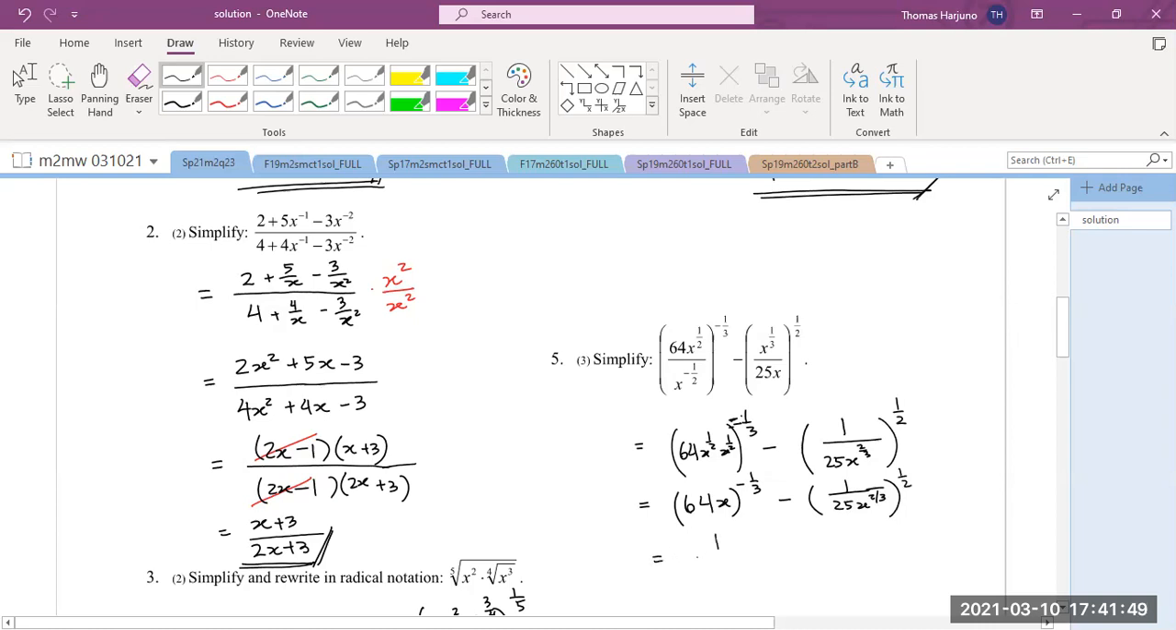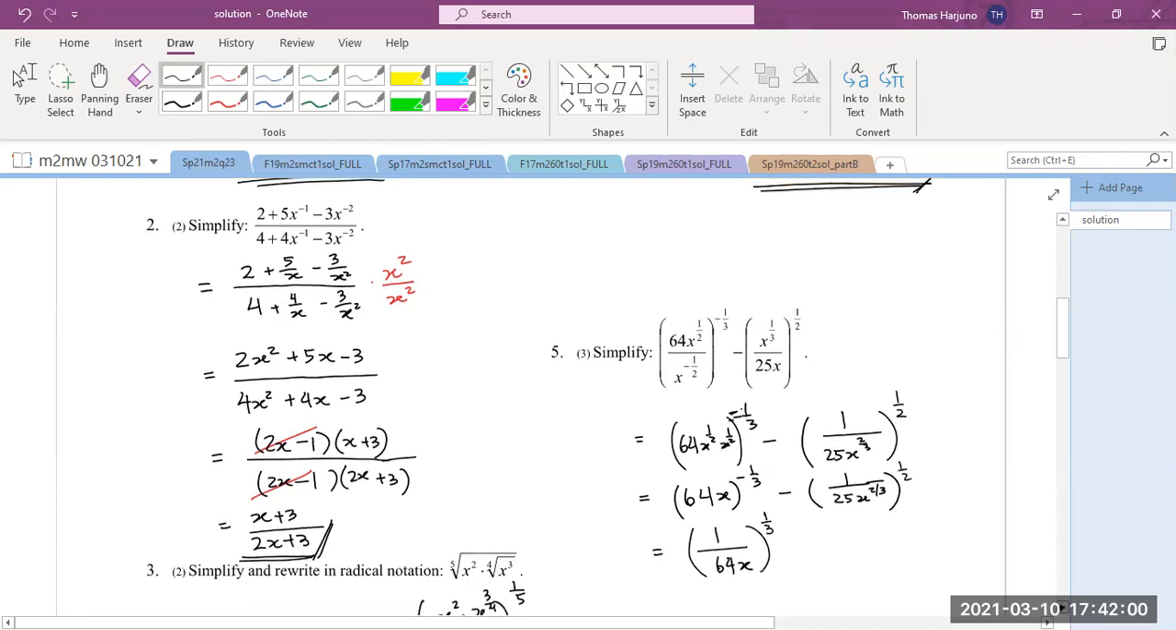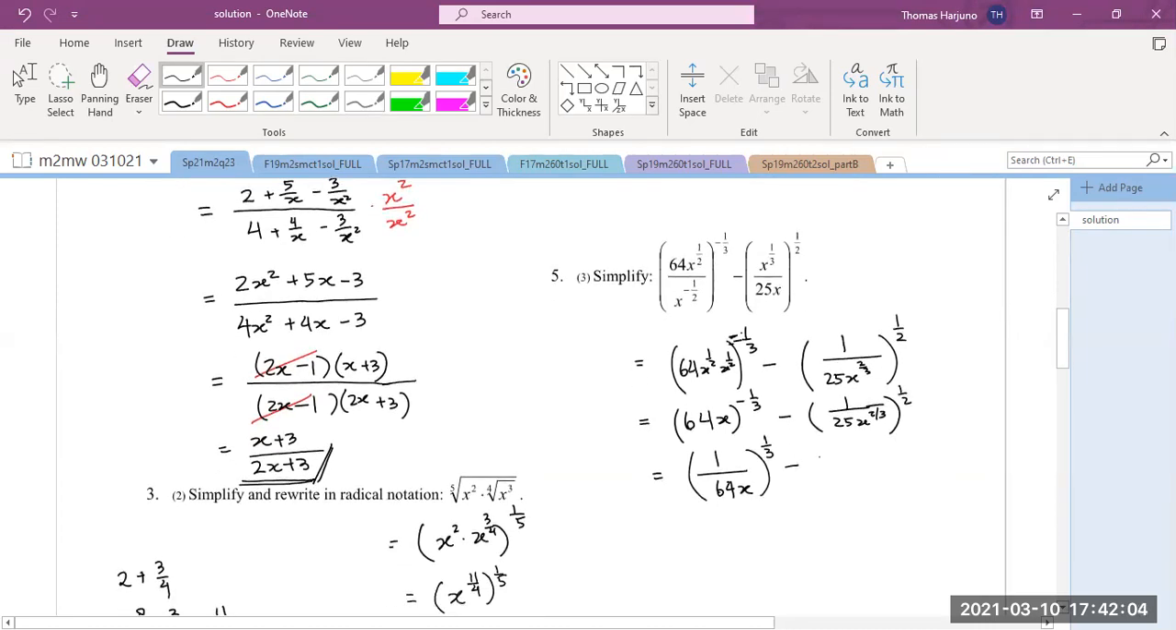This is 1 over 64x to the power of 1 third minus 1 over 25x to the 2 thirds to the power of 1 half. So this is cube root, right? To the power of 1 third is cube root. So cube root of 1 is 1, cube root of 64 is 4, x to the power of 1 third. To the power of 1 half is square root. So this is 1 over 5. Now square root of x to the 2 thirds is 2 thirds times 1 half. That's 1 third. So this is x to the 1 third.